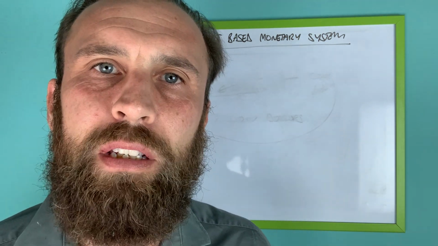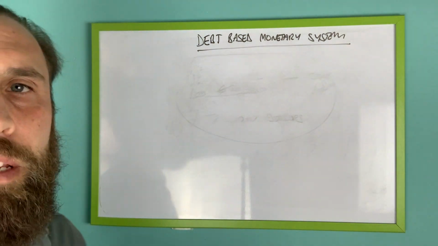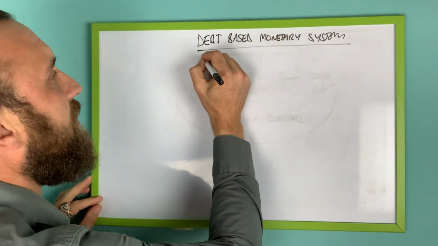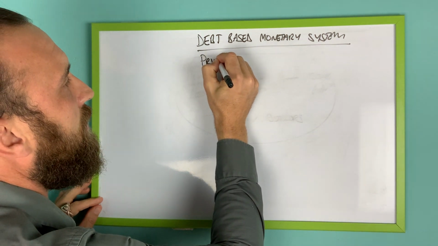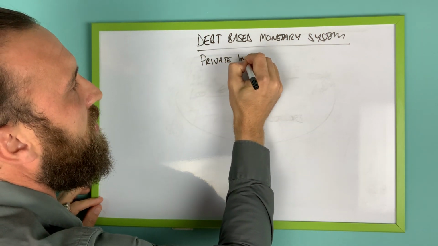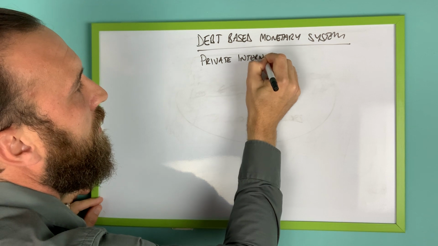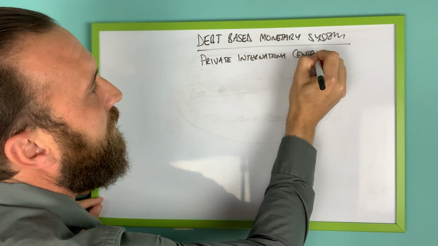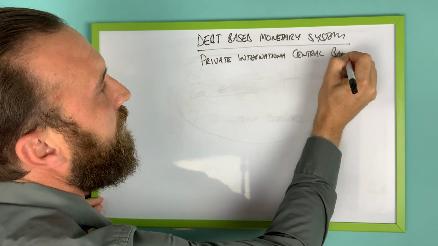That's absolutely disgusting. So the debt-based monetary system, we've already established that our banks are private, international central banks.